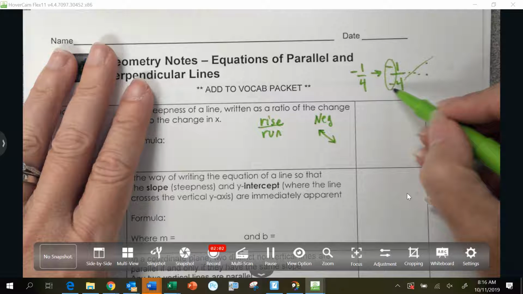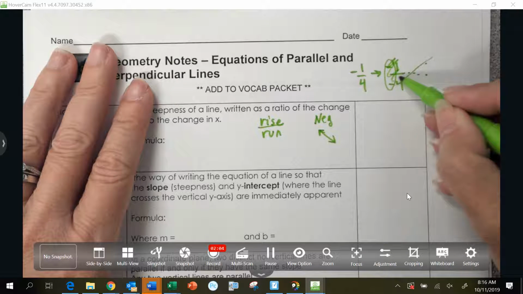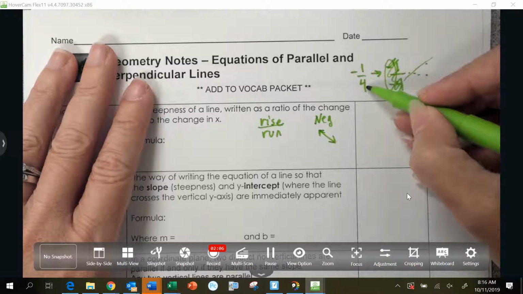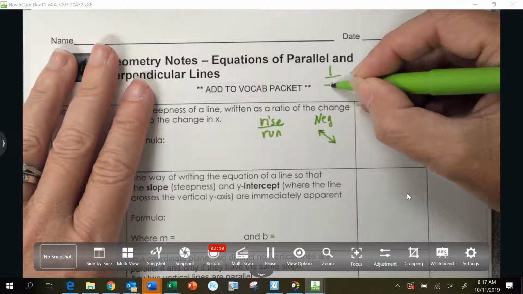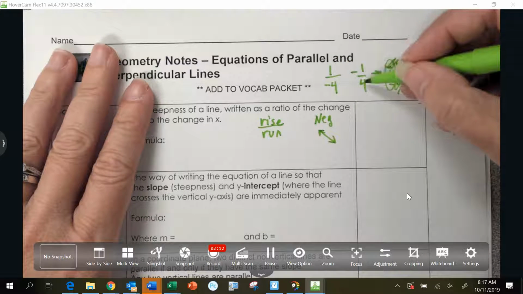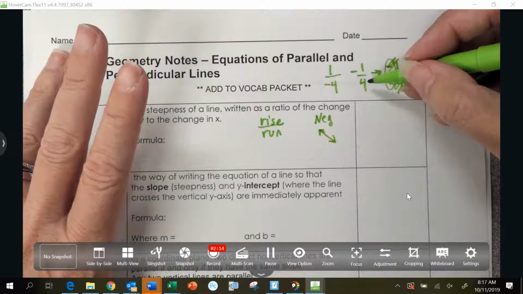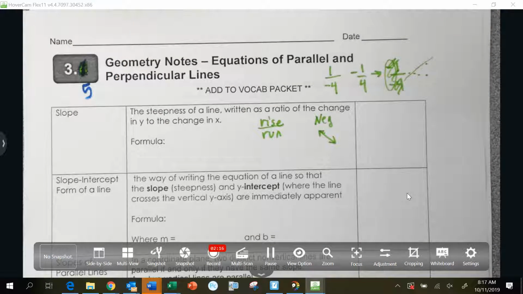So these here are not equivalent to each other. If I go down 1, I have to go right 4. Or I could go up 1, but then I have to go left 4. 1 negative makes a negative. 2 negatives make a positive. So we have to be careful with our slope on that one.